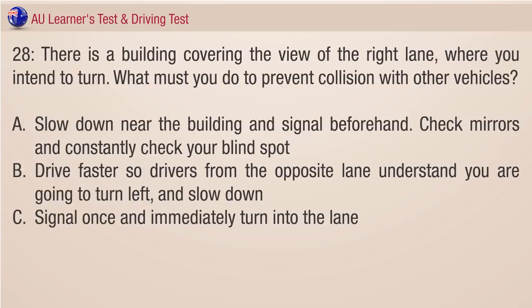Question 28. There is a building covering the view of the right lane, where you intend to turn. What must you do to prevent collision with other vehicles? A. Slow down near the building and signal beforehand. Check mirrors and constantly check your blind spot. B. Drive faster so drivers from the opposite lane understand you are going to turn, and slow down. C. Signal once and immediately turn into the lane.